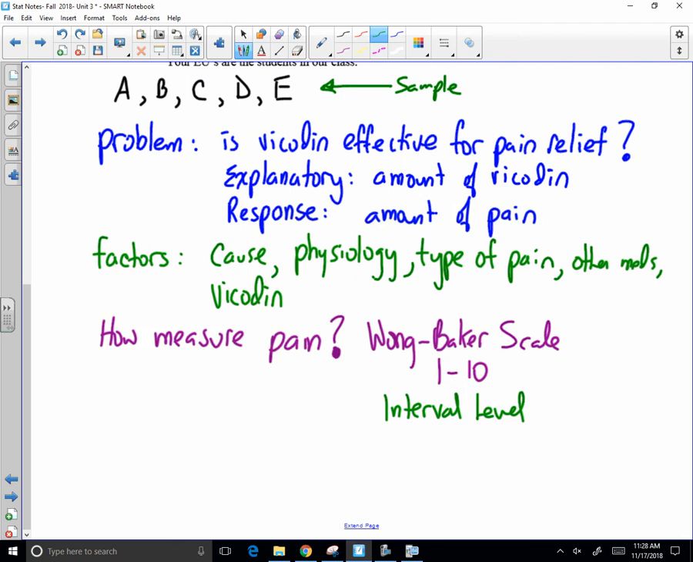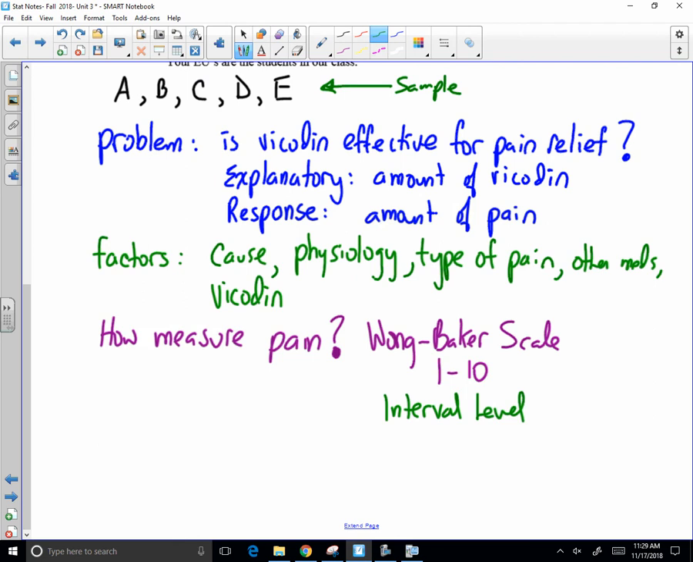Now, if I change my response, if instead of amount of pain, I change it to amount of pain relief, that would be a change in pain from before to after. Then 0 would make sense, and it would go to the ratio level.